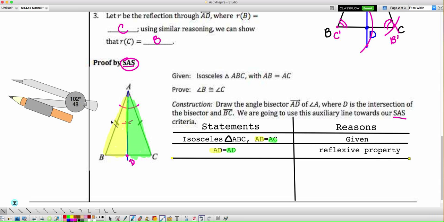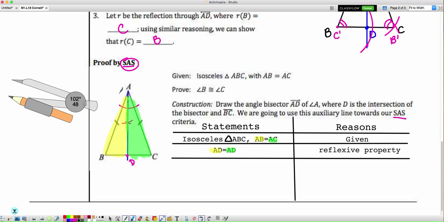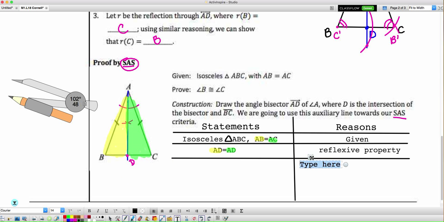The next thing we did, notice that to get that auxiliary line that I had, I actually bisected this angle. So I'm going to say construction of angle bisector, because I constructed that angle bisector to get my auxiliary line. And that construction really meant that I bisected that angle, so I created two angles that are equal to each other.